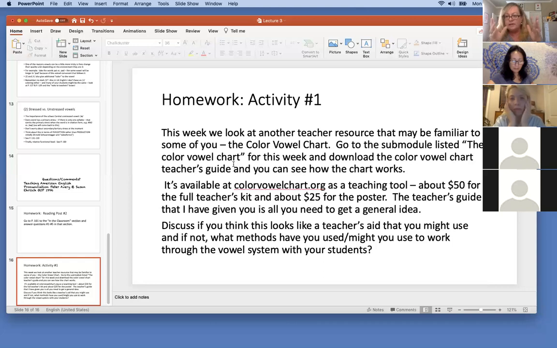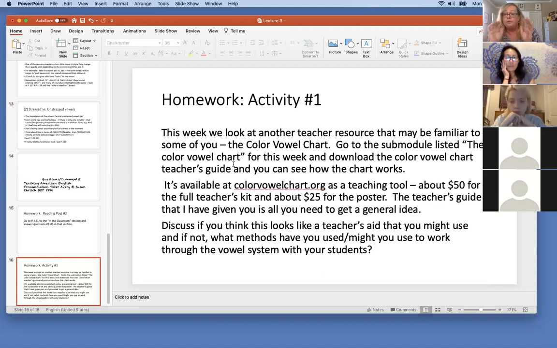And it gives you a picture of the color chart, and so you can play with it. You can see if you think that it would be a good tool. If you decide in the end that you like it, I think a year ago it was about $50 for the kit. For the full big color chart, it was about $25. But obviously that's entirely up to you.